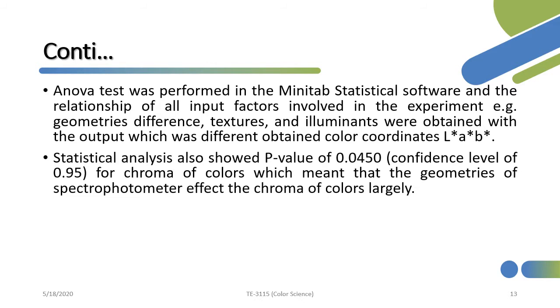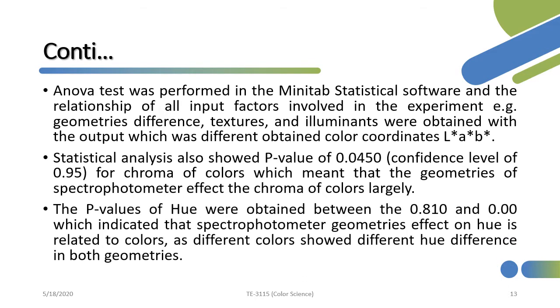The first statistical analysis showed that the p-value for chroma is 0.045, which shows that due to the change of geometry of the spectrophotometer, the chroma of color is greatly affected, while the p-value obtained for hue was between 0.08 for some samples and 0.0. So it means that some samples had their hue affected by the spectrophotometer geometry, while the hue for some samples remained constant when changing geometries. So it can be said that hue values vary from color to color when changing the spectrophotometer geometry.